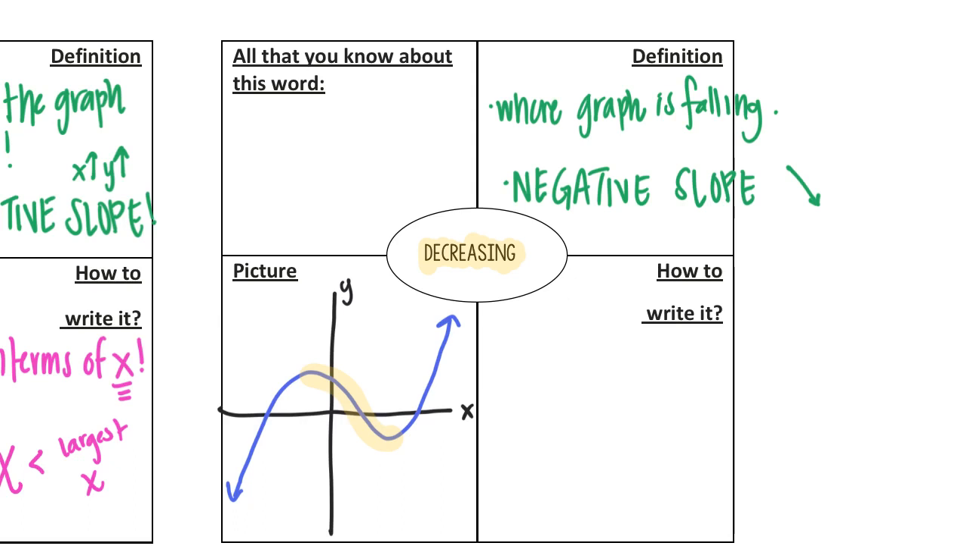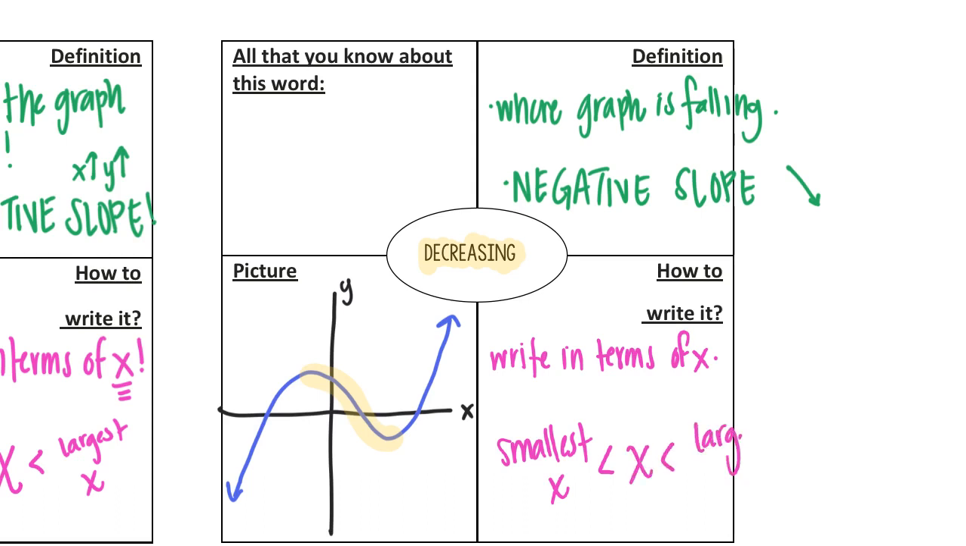Just like with increasing portions of the graph, you'll write in terms of X. In other words, don't even look at the Y-axis at all. You put the smallest X where it's decreasing on the left-hand side and the largest X on the right-hand side.